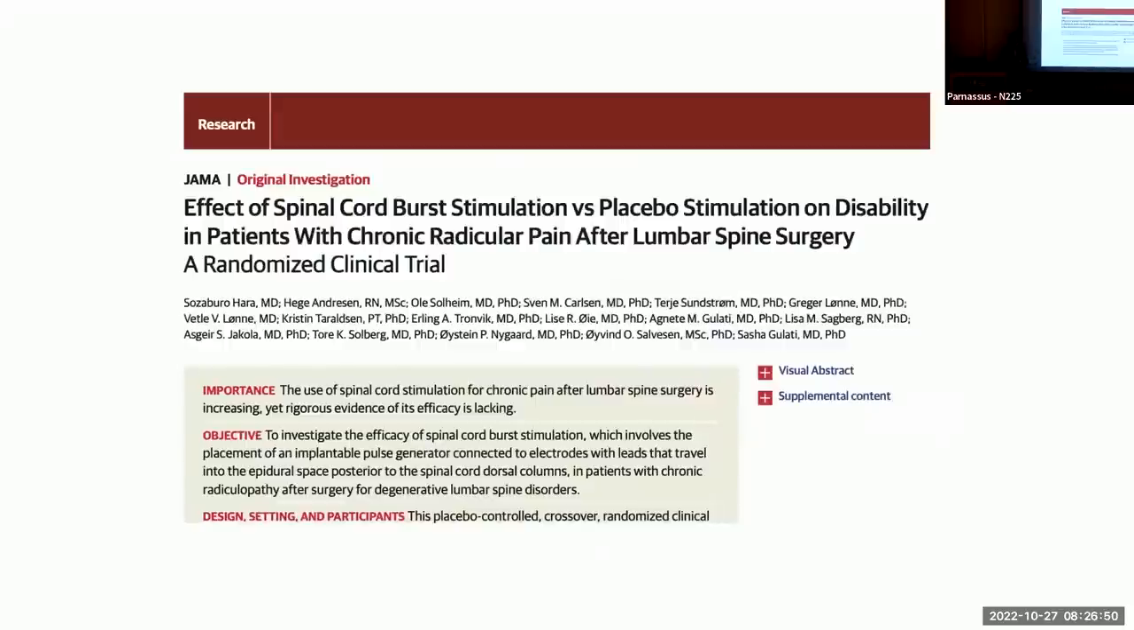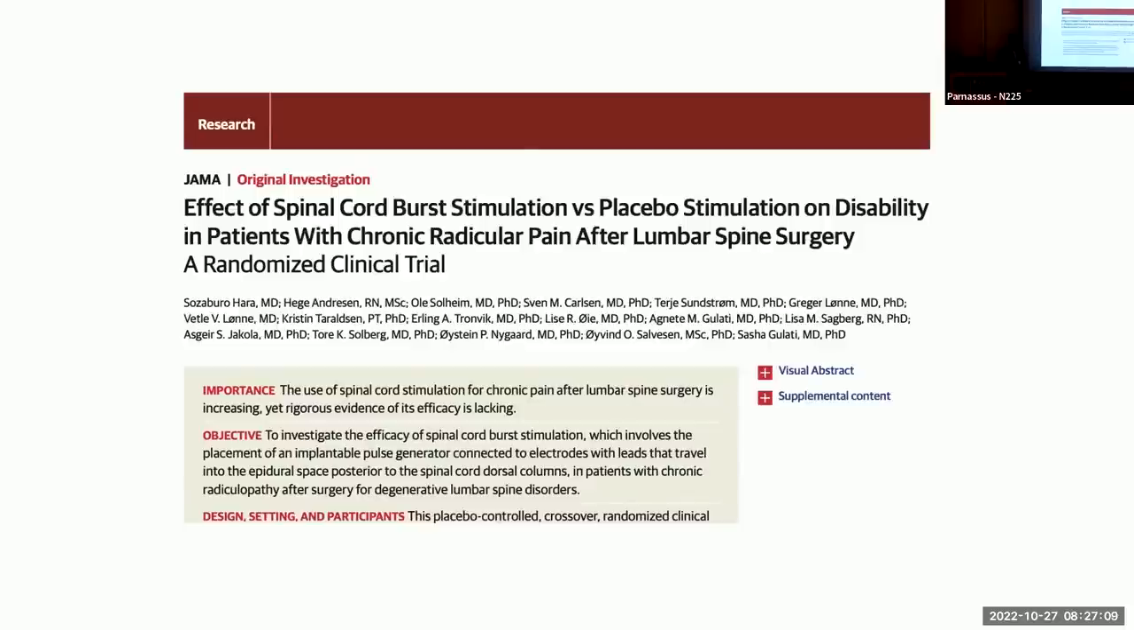One more RCT. This just came out while we were chatting. It just came out last week or the week before. The effect of spinal cord burst stimulation versus placebo stimulation. I don't know much about this, but my understanding is that some people, after lumbar spinal surgery, don't feel all the way better.